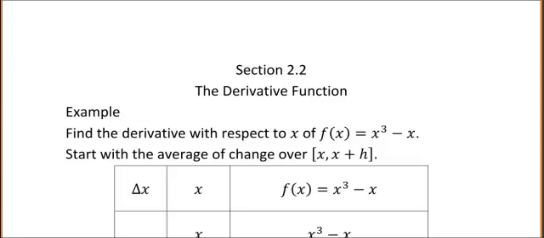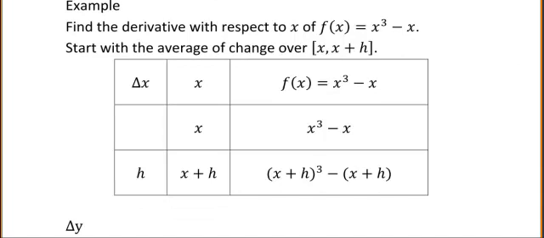In this example, we'll use the definition of the derivative to find the derivative with respect to x of f of x is equal to x to the third minus x. Remember, we'll start with the average rate of change over the interval from x to x plus h. I've put down these values here since we've done them several times already.